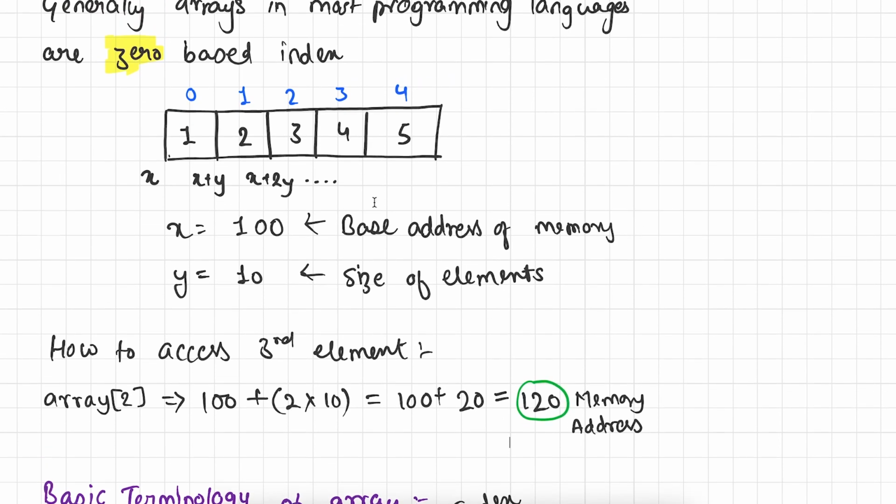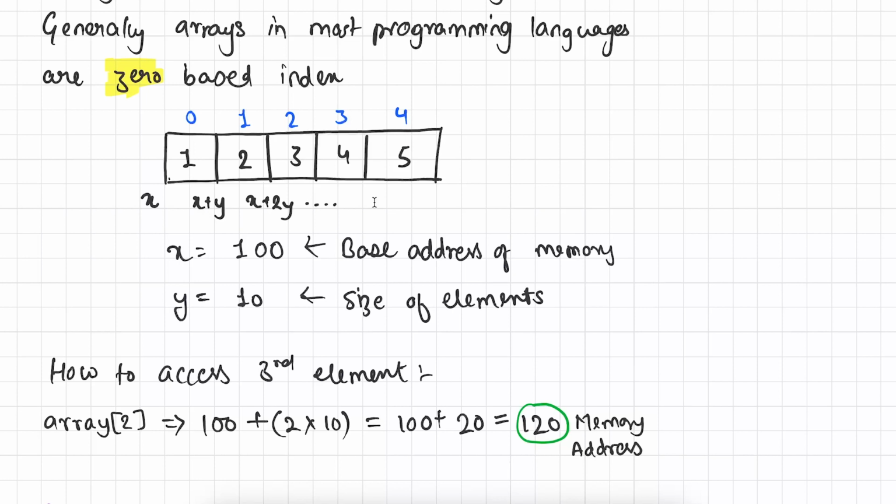So this is how we can access elements in an array, and this is how we use the base address of the memory and the size of the elements to randomly access any element in an array.